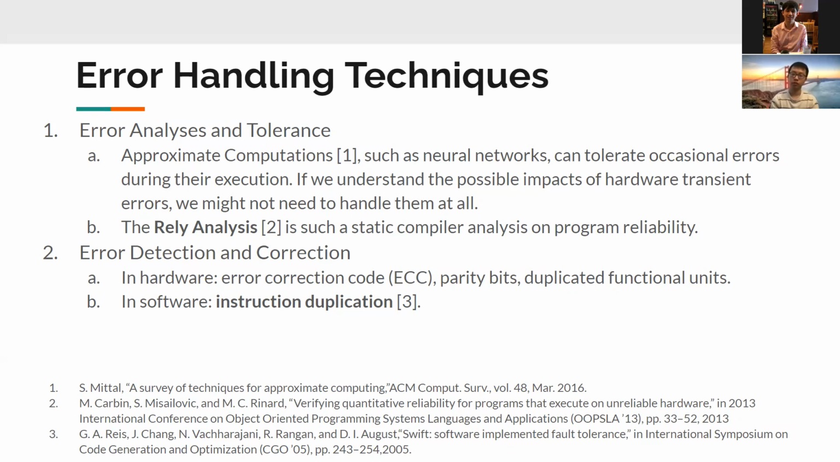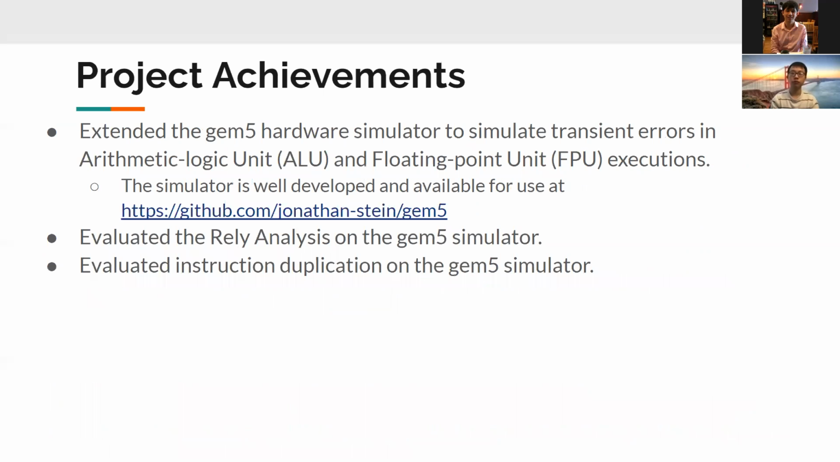The second technique is error detection and correction. This can be done in hardware through error correction codes, parity bits, and duplicated functional units. It can also be done in software through instruction duplication. In this project, we implement and evaluate the results of the Relyzer analysis as well as the instruction duplication and how accurate they are. As far as project achievements, we extended the GEM5 hardware simulator to simulate errors in the ALU and FPU executions. We evaluated the Relyzer analysis on the GEM5 simulator, and we evaluated the instruction duplication method on the GEM5 simulator.